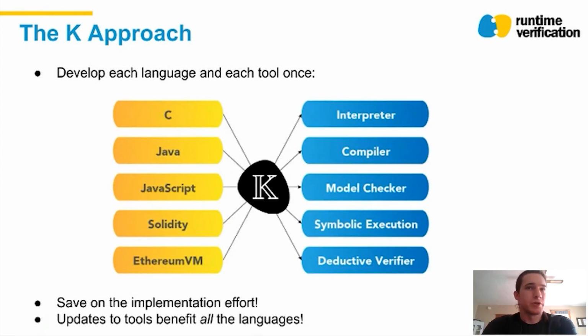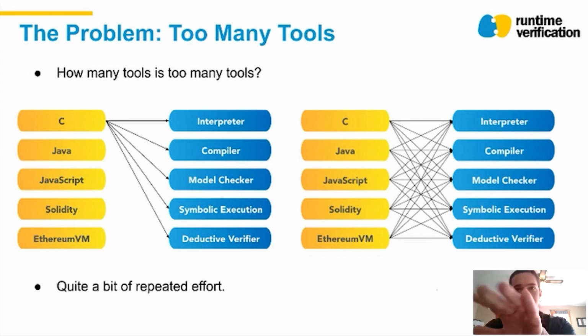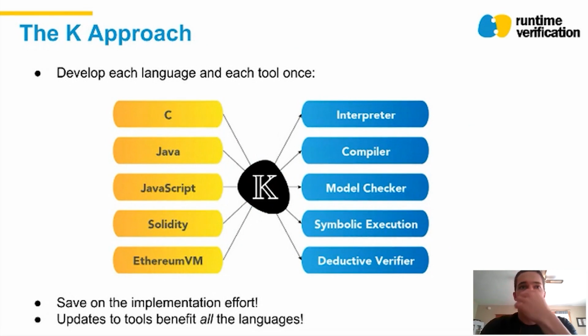So the K approach, and there's other tools that take this approach as well, is that somehow we should have something in the middle that allows you to build the tool itself separately, the interpreter, the compiler, the model checker, symbolic. You can build that once, and build the language itself separately, which we call semantics, build that once, and kind of get the entire cross product of tools and languages, quote unquote, for free. We say for free, but obviously it's not free, because you have to develop the language, you have to develop the tool, but with less effort than the original approach, which has a much larger combinatorial explosion going on.